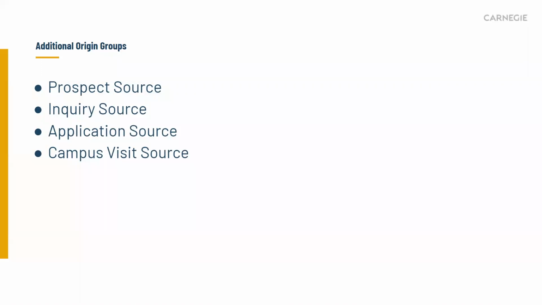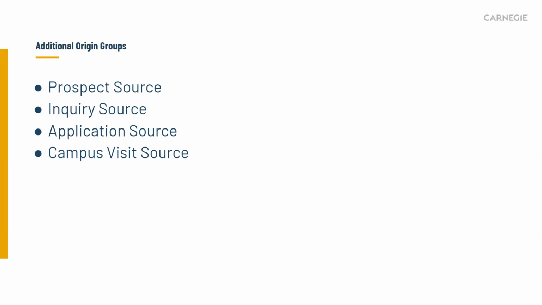So we've done initial source, right? Every student is going to have an initial source, but some students are going to enter as prospects, some are going to enter as inquiries. So maybe you want to split that out and have 3 more origin groups: prospect source, inquiry source, and application source. Now, if you're only doing the Slate app, or you're only importing Common Apps, your application source is going to be the same for all students. Application source is really only useful if you're an institution that brings in multiple application types.